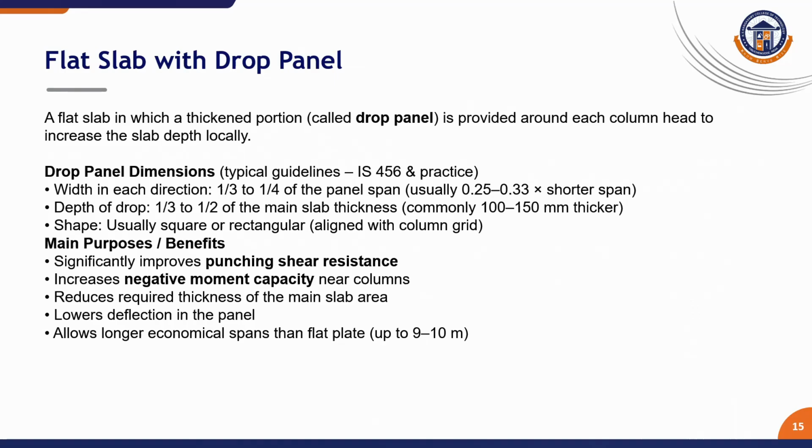A flat slab with drop panels includes a thickened portion surrounding each column, increasing slab depth locally. Drop panel dimensions as per IS 456 practice: width in each direction is 1 by 3rd to 1 by 4th of the panel span. Depth of the drop is 1/3 to 1/2 of the main slab thickness. Main purposes and benefits are significantly improving the punching shear resistance, increasing the negative moment capacity near columns, reducing required thickness of the main slab, lowering deflection in the panels, and allowing longer economic spans up to 9 to 10 meters.